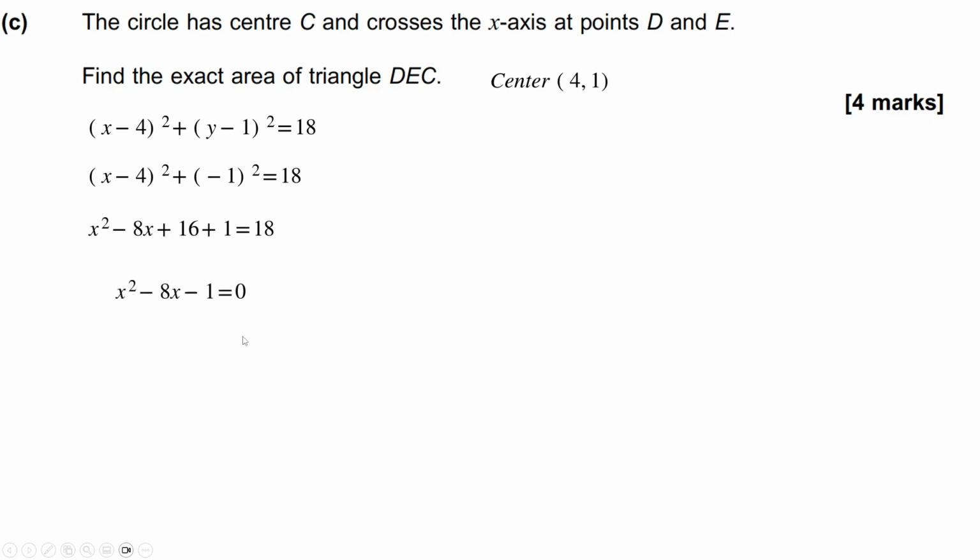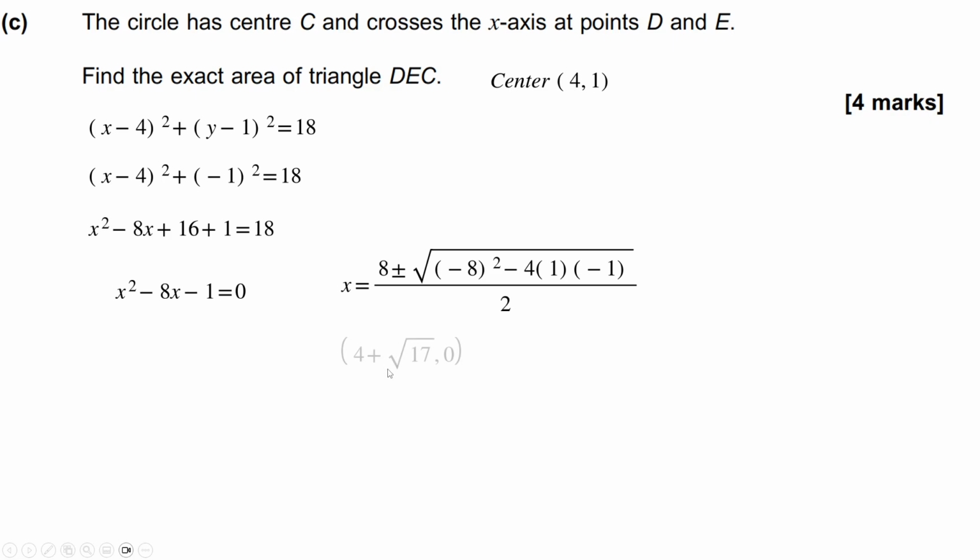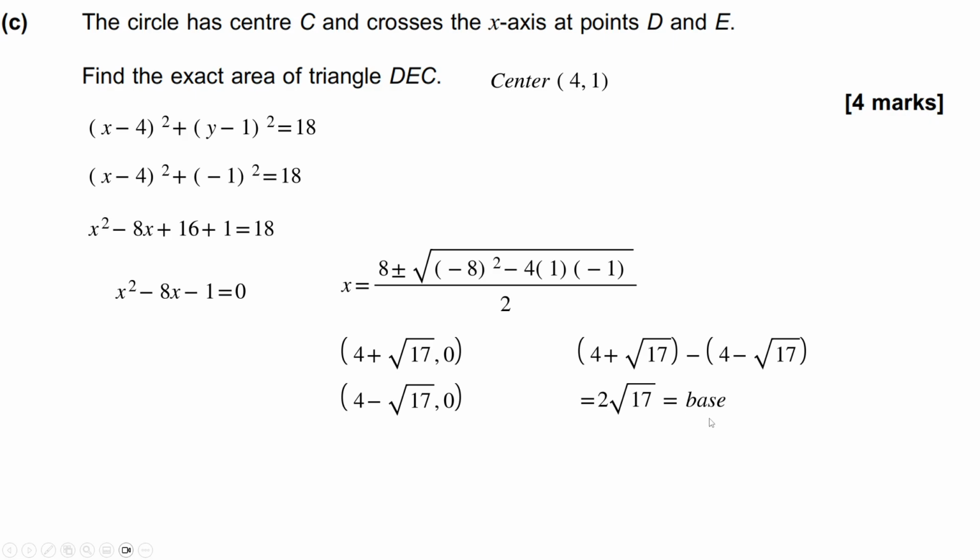You can factorize this, just put it into your calculator. You'll get this for one solution, this for the other. Obviously y equals 0, as we've just said. If these are parallel, and they're on the same x-axis, that means the difference between them is the base of the triangle. Okay, so the difference is 2 root 17, that's the base.